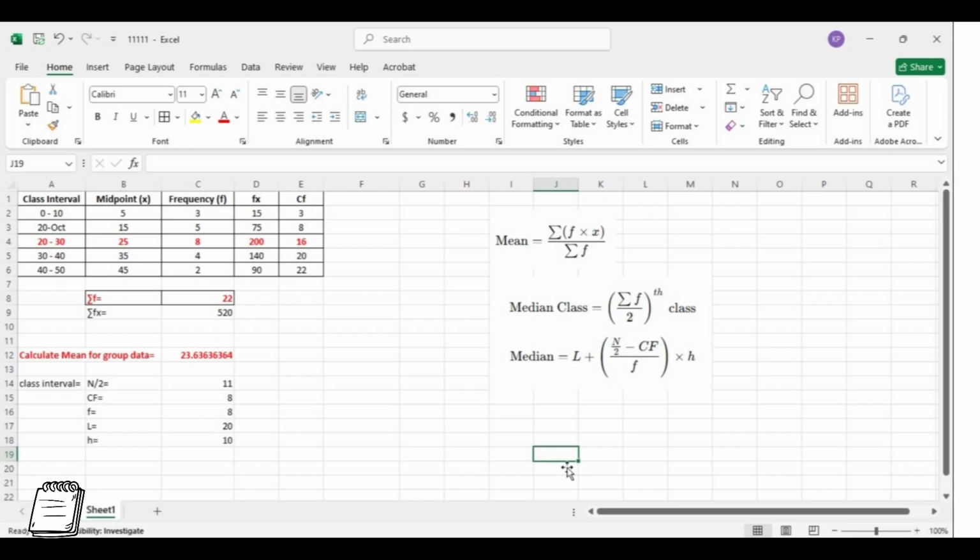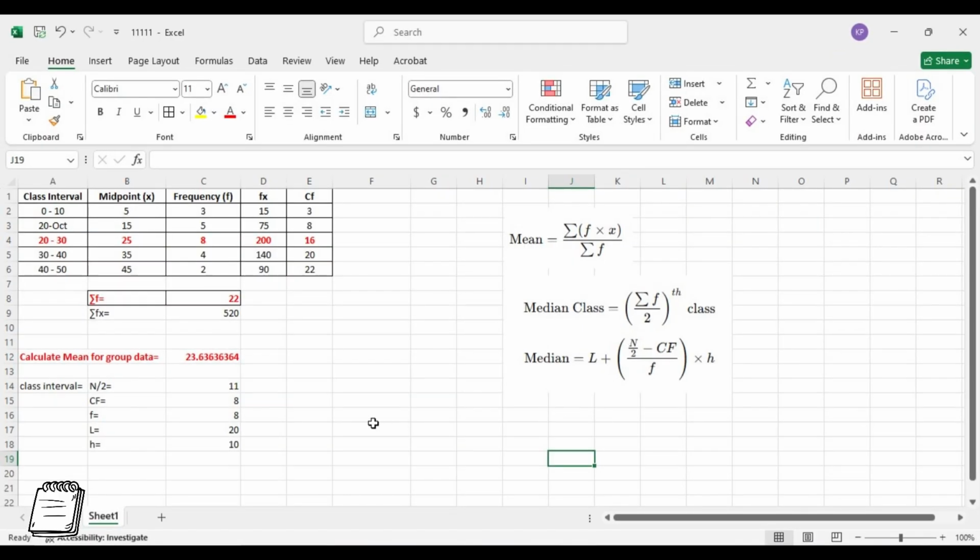The frequency f is the frequency of the chosen class interval. The chosen class interval frequency is 8. And now what is h? H is the difference or interval between the class intervals. So what is the difference? 30 minus 20 is equal to 10. So h is equal to 10.